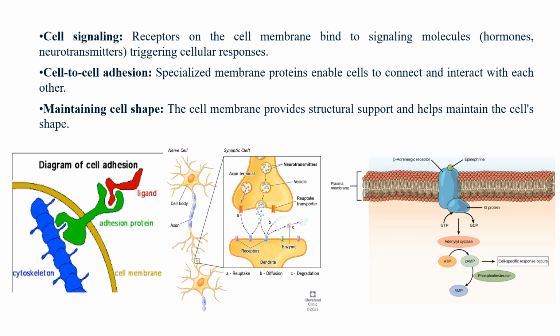So the receptors which are present on plasma membrane bind to signaling molecules. It might be hormones, neurotransmitters, which in turn trigger the cellular responses. And cell to cell adhesion: those specialized membrane proteins enable cells to connect and interact with each other. So this plasma membrane has some adhesion proteins. When a ligand binds to the adhesion proteins, this cell adhesion takes place. And also the plasma membrane is like a boundary, so it gives structural support to maintain the cell's shape.